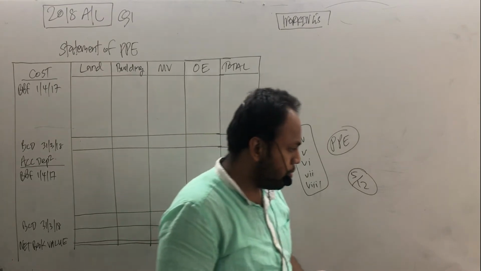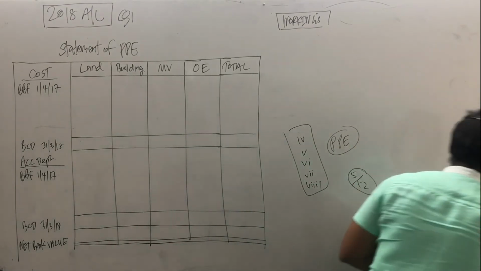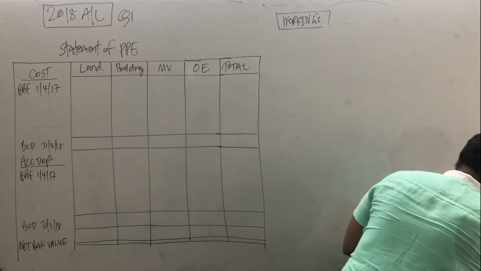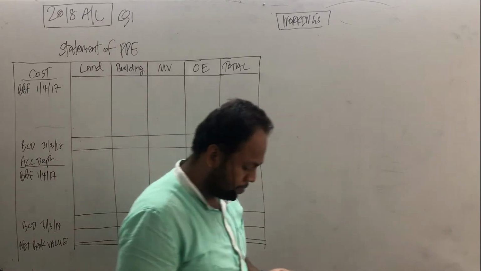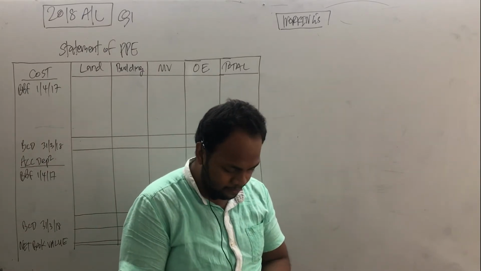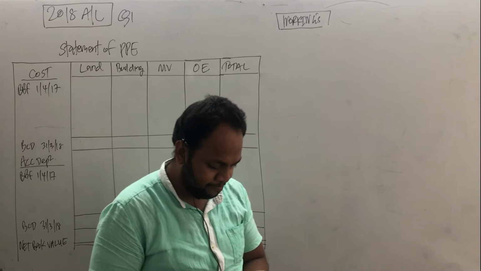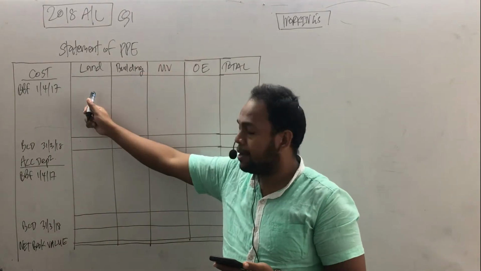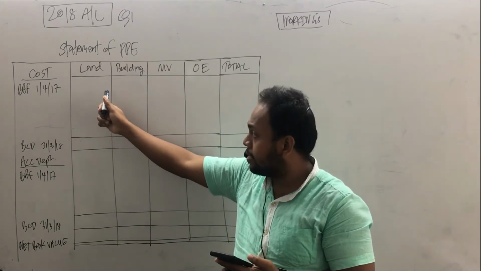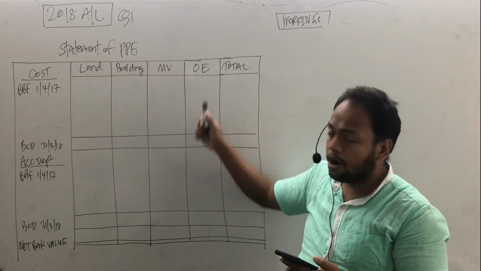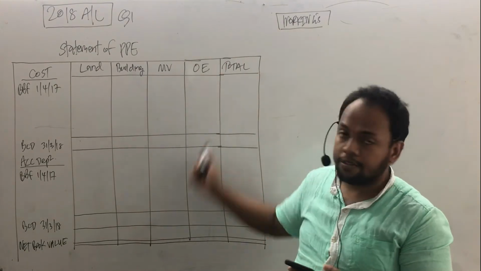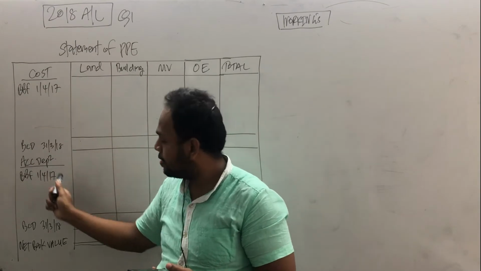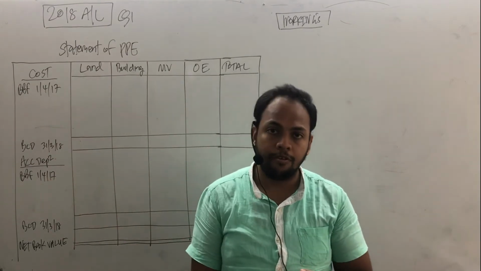Okay, so let's start with adjustment number 4, 5 and 6, right? So we need to draw the statement of PPE. There are 4 assets: land, building, motor vehicle, office equipment, and we need to have the total column. So this side is the cost and this is the accumulated depreciation.